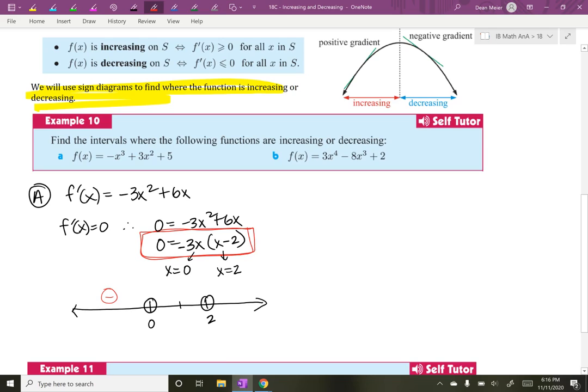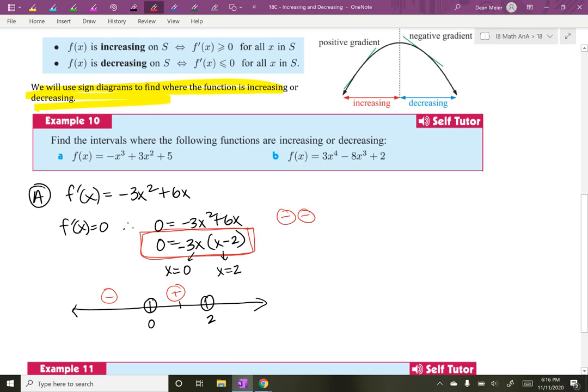Then between 0 and 2, pick any number between 0 and 2. The graph will behave all the same between the critical points. Unless there was asymptotes or something, then be careful. Make sure you put those on your number line. Anything between 0 and 2, like 1. If I do that, I will get a negative number from the first part, and then a negative number from the second part multiplied together is a positive. So all of these are positive. The graph is increasing between 0 and 2.